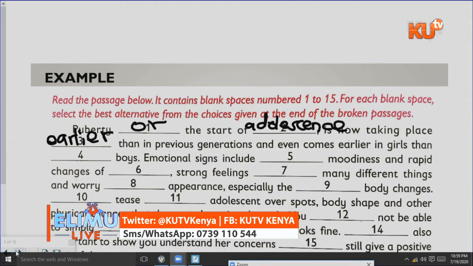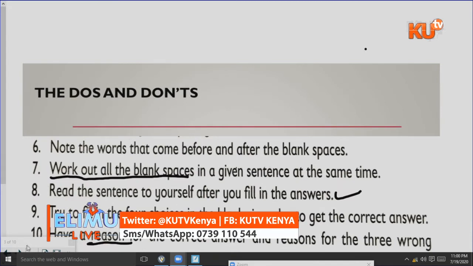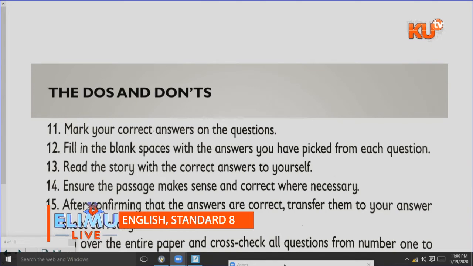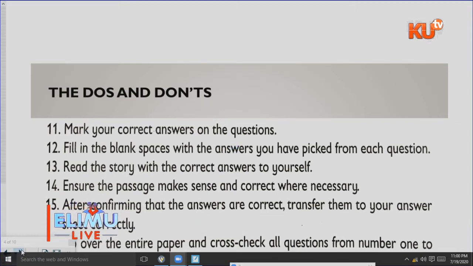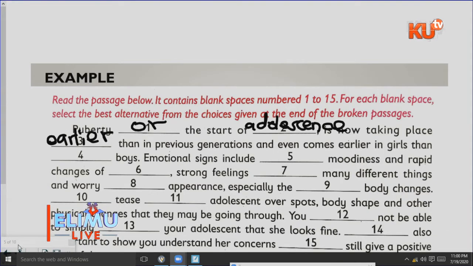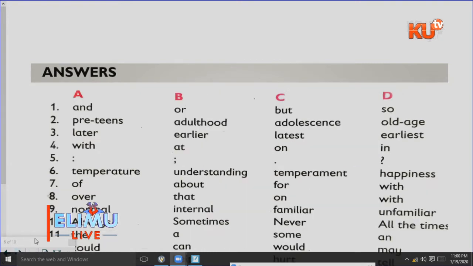Then the next step for you is to mark your correct answers on the questions. Fill in the blank spaces with the answers you have picked from each question. Fill in the blank spaces the same way I did here. There, I fill in the blank spaces with the answers that I picked. Then I go to my questions and I mark those answers.